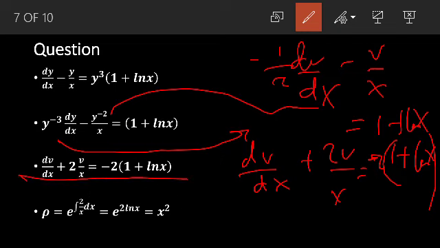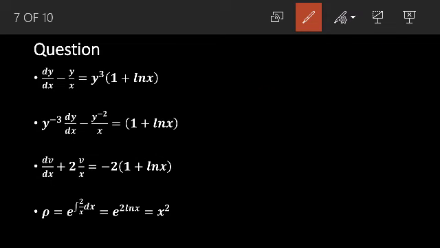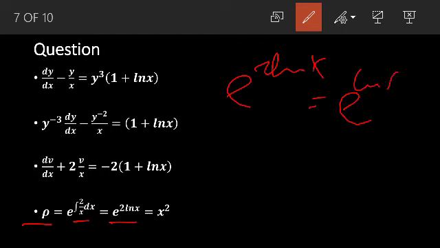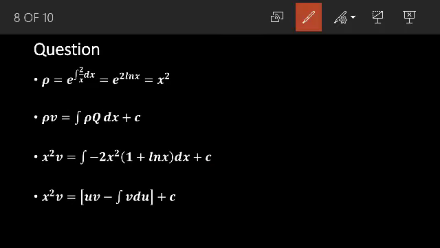So we got this first order linear equation, which we solve by first of all finding the integrating factor, which is exponential of the integral of p dx. Remember that p is the function of x attached to v, and that function is 2 over x. The integral of 2 over x is 2 ln x, and exponential 2 ln x is the same thing as exponential ln x raised to the power 2. Remember the law of logarithm, so this cancels out and we are left with x squared.